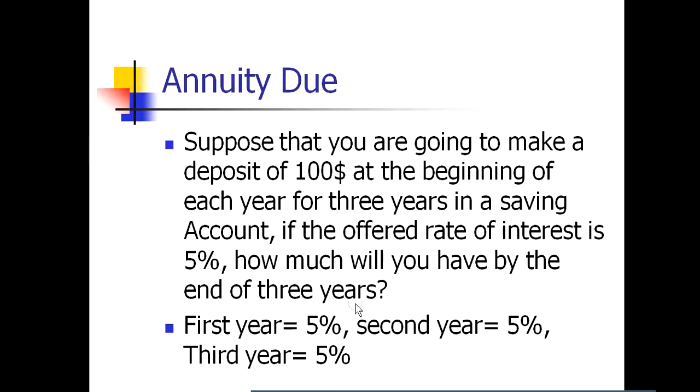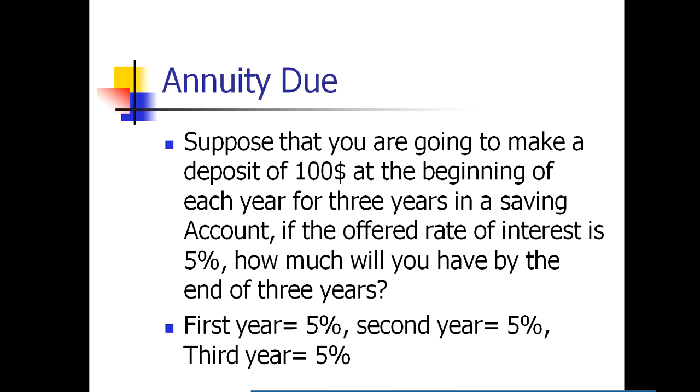After that we are going to move to explain annuity due. Suppose that you are going to make a deposit of $100 at the beginning of each year for 3 years in a saving account. If the offered rate of interest is 5%, how much will you have by the end of 3 years?